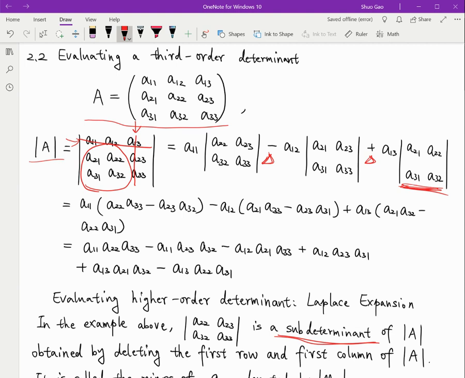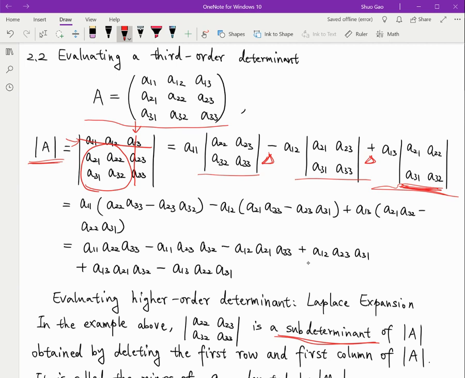associated with A13. So the determinant of this large matrix A is A11 times the determinant of this 2 by 2 submatrix of A11, minus A12 times the determinant of the submatrix here, and plus A13 times the determinant of the matrix here. This is how we calculate the third order determinant.